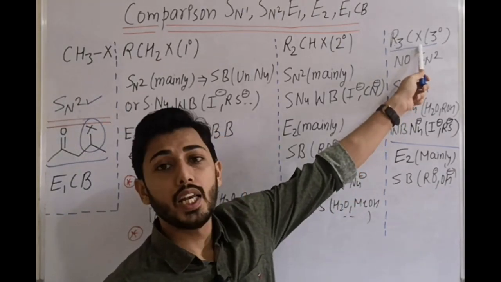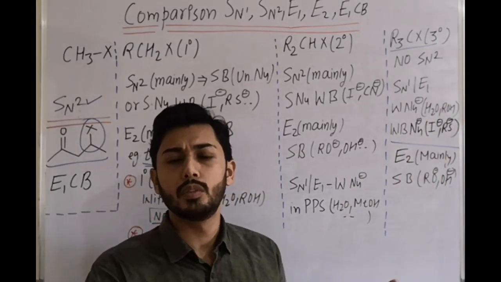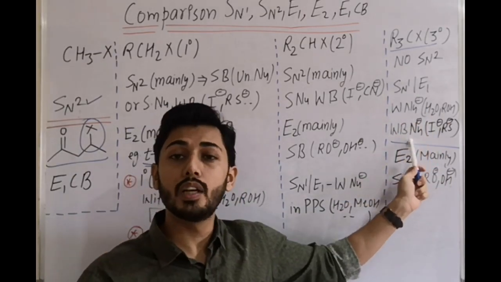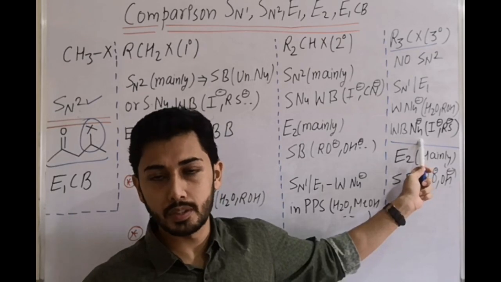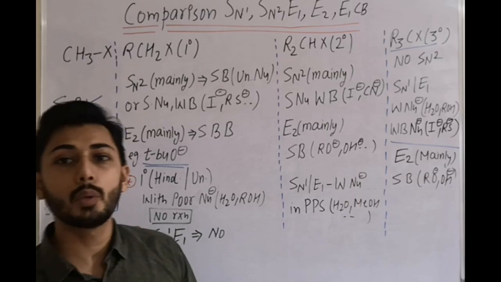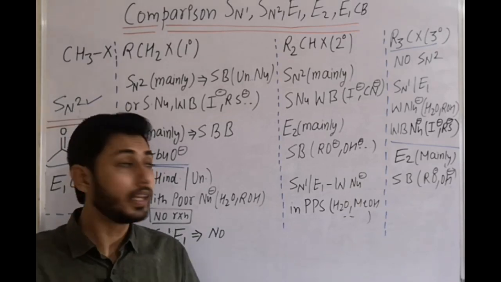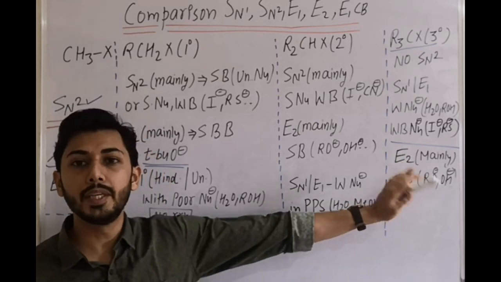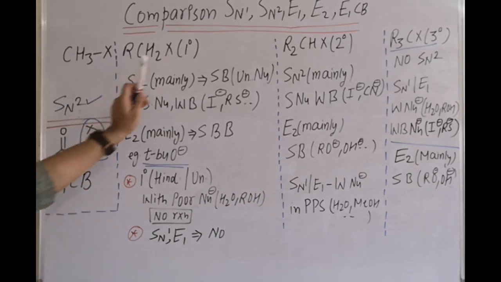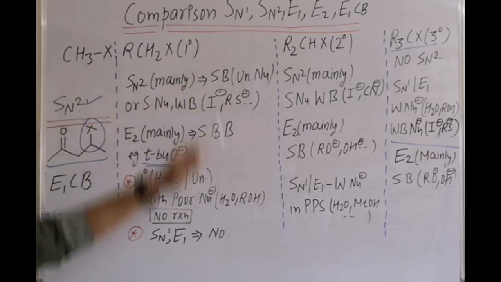Then if we have a tertiary alkyl halide, no SN2 reaction; SN1 and E1 both are possible if we have water as a solvent or polar protic solvents, that is weak nucleophiles, or if we have nucleophiles which are weak bases. That means these are the possibilities. Then E2 reaction is possible if we have a strong base, maybe a hindered base like tertiary butoxide, or unhindered bases. The answer will be majorly by the E2 mechanism. So this part is the comparison of SN reactions and elimination reactions for alkyl halides.